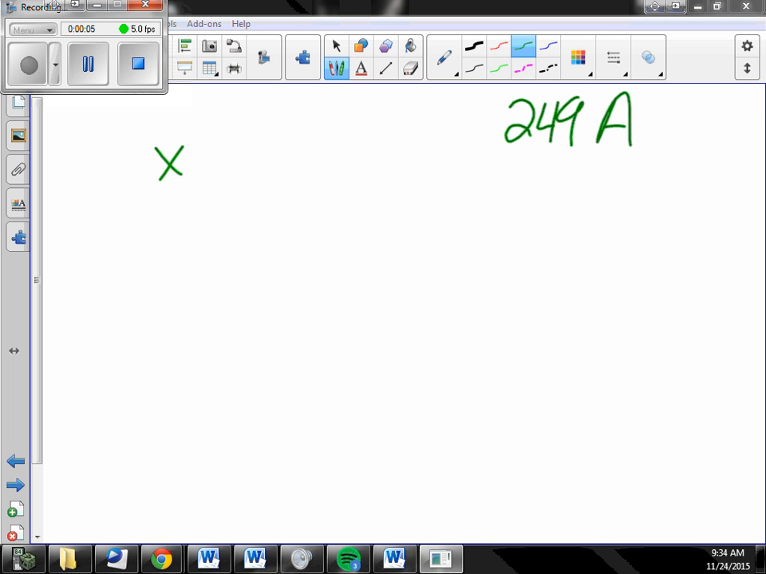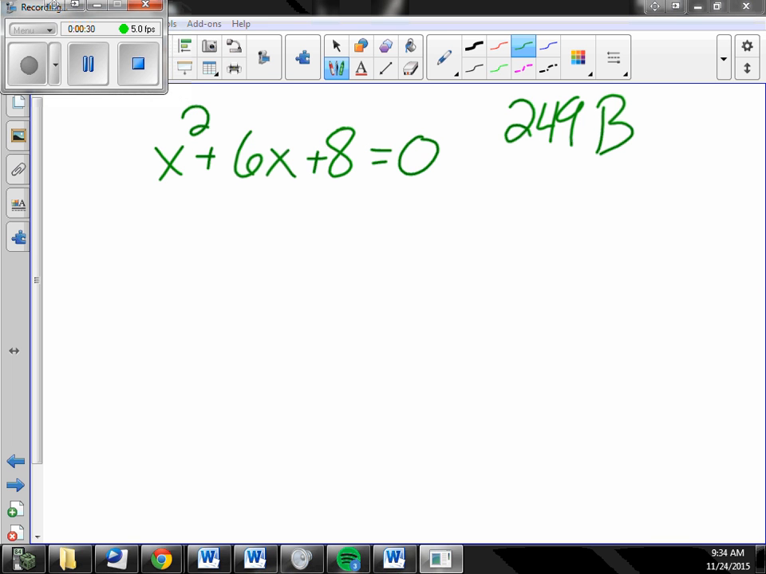249A, that's what we're working on today. Or, sorry, 249B. A was yesterday. So if we had x squared plus 6x plus 8 equals 0, one way to find the roots is to factor, or you could use the quadratic formula, or you could graph it, or you could complete the square. So completing the square is what we're going to practice today.